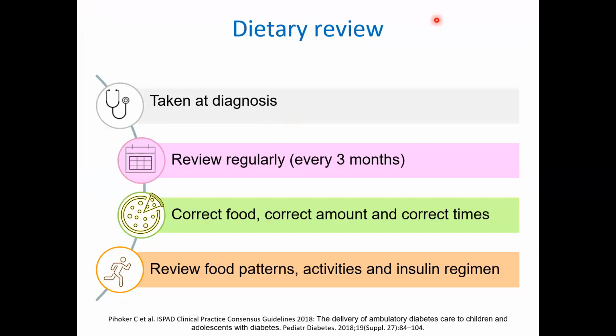During the clinic review, it's important to take a thorough dietary history at the time of diagnosis. So they need to have a food diary, okay? And then this needs to be reviewed regularly during each clinic visit, which should ideally be every 3 months. And we should recommend the correct food, the correct amount, and feeding at the correct times. Avoid skipping of meals, okay? And then also review their food in relation to their activities and their insulin regimen. So we're going to have a session on nutrition next week, and we shall have more discussion on that.